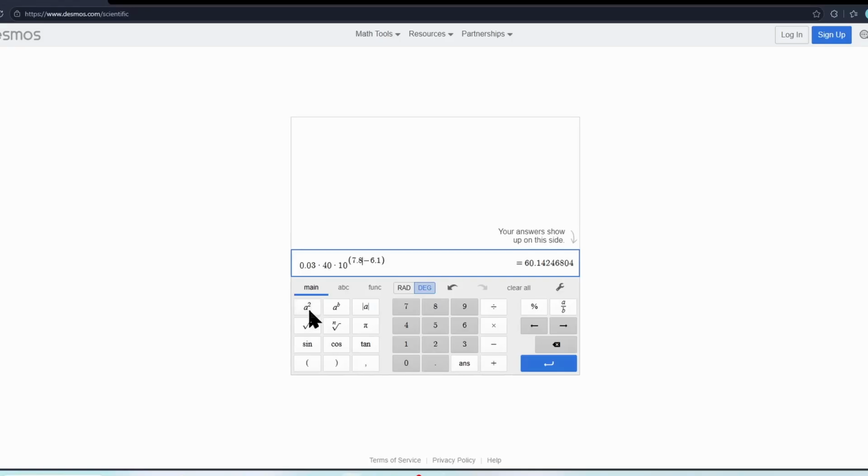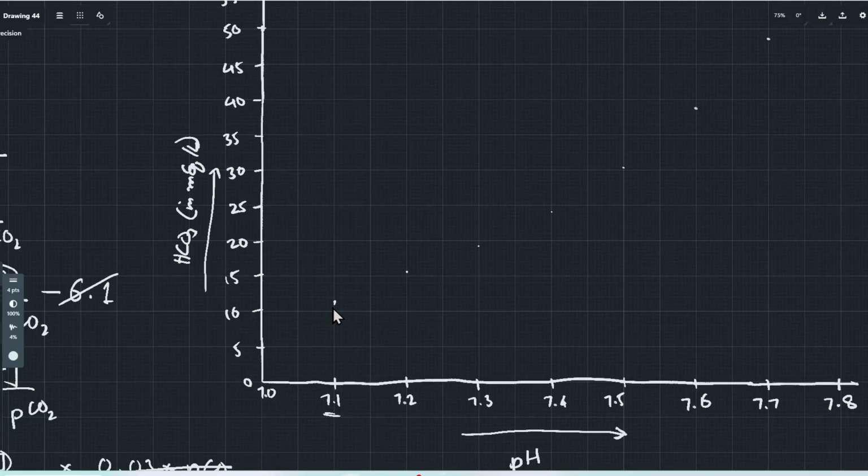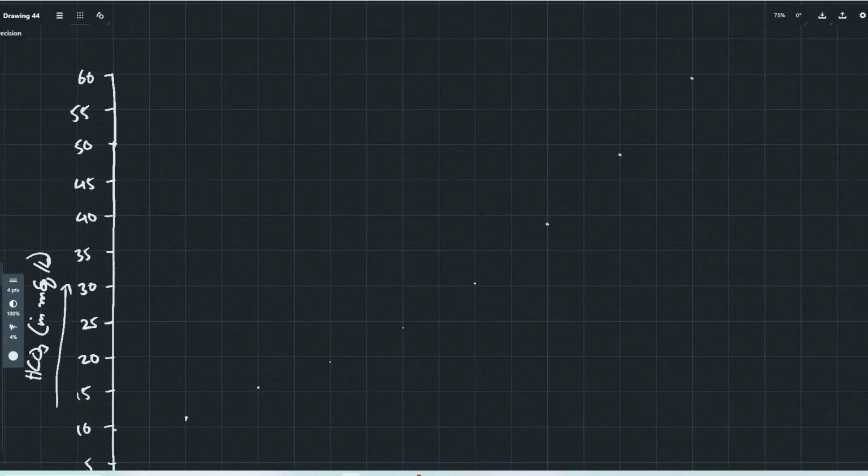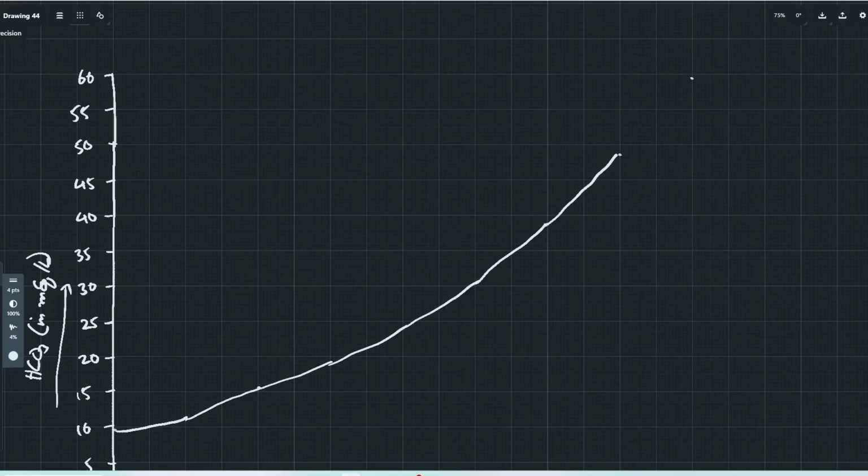Oh, by the way, what about pH 7.0? That would be 9.5. So it would be somewhere here. Yeah. So now we can connect these dots. And we can get a line like this. So that's how we got a single line.